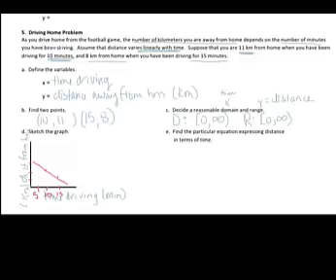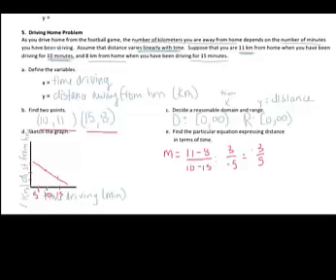And then it says find the particular equation that expresses distance in terms of time. So we're going to use these points right here, (10, 11) and (15, 8). First thing that we want to do is we always want to find our slope. So we're going to subtract our y's, so 11 minus 8 on top. Our x's on bottom, so we're going to do 10 minus 15. 11 minus 8 is 3, and 10 minus 15 is negative 5. So our slope is negative 3/5.